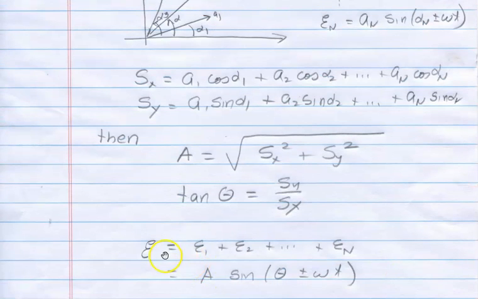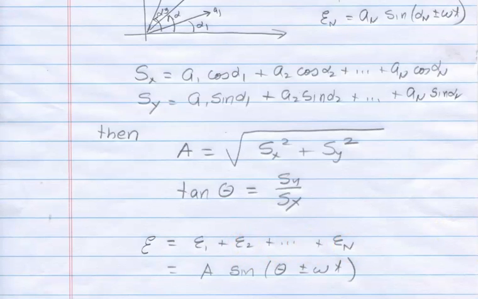And then you've got the electric field, the sum of n different waves, all having different amplitudes, different phases, different distances away, perhaps. I can sum all those up and then put them in the form A sine theta plus or minus omega t, using this value for A, and then the angle theta that comes out of this for theta.